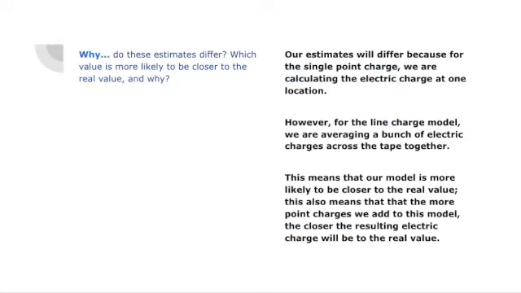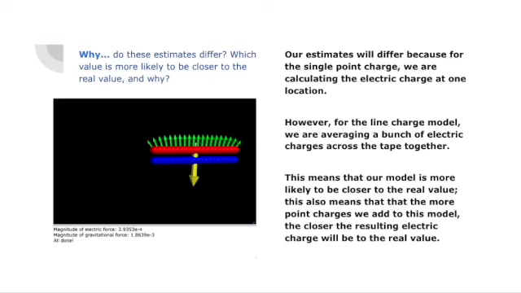Why do these estimates differ? Which value is more likely to be closer to the real value, and why? Our estimates will differ for the single point charge because we're calculating the electric charge at one location. However, for the line of charge model, we're averaging a bunch of electric charges across the tape. This means that our model is more likely to be closer to the real value, which also means that the more point charges we add to this model, the closer the resulting electric charge will be to the real value.